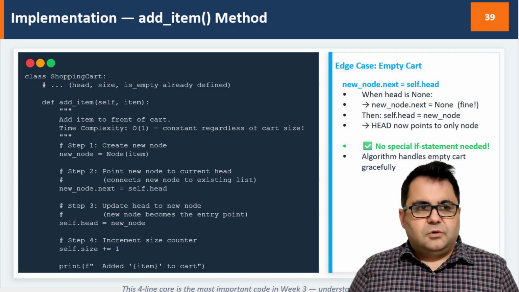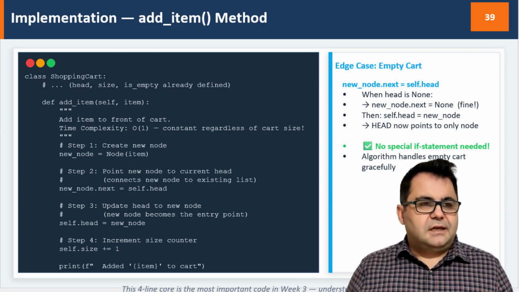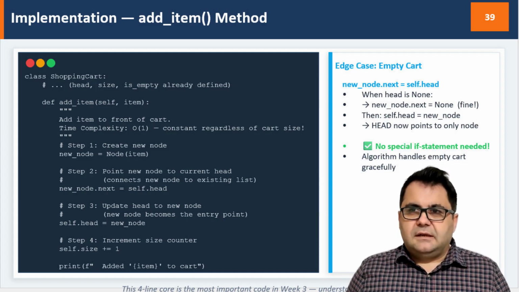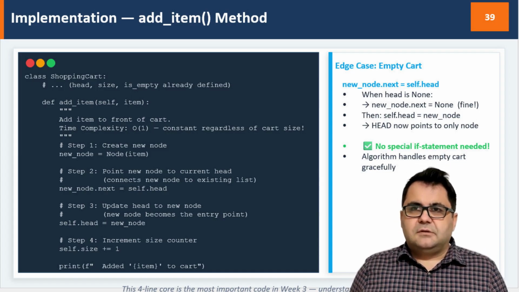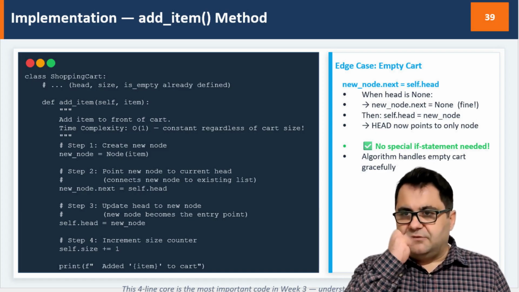Step 2: point the new node's next to the current head. The code: new_node.next equals self.head. Now iPad's next points to iPhone, the current head. Visual: arrow from iPad pointing down to iPhone.